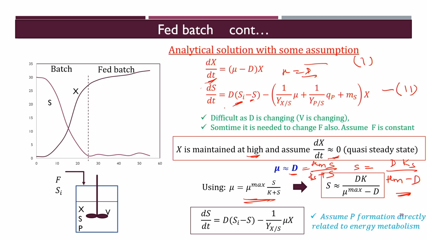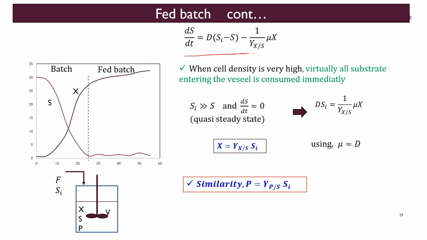Now, let us go to this dS/dt. So, dS/dt is dSi/dt, and for the time being let us neglect the maintenance coefficient and the product formation part. So, we are getting the equation dS/dt equals (Si minus S) over 1/Y(x/s) into mu x. Now, if we assume quasi steady state, dS/dt becomes 0, and the Si value is much higher than S.